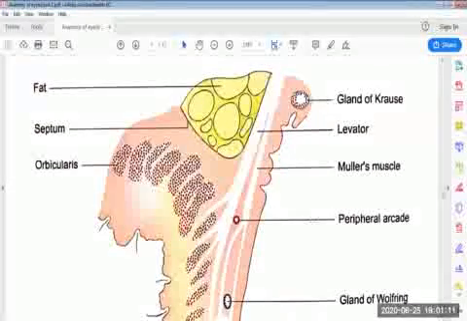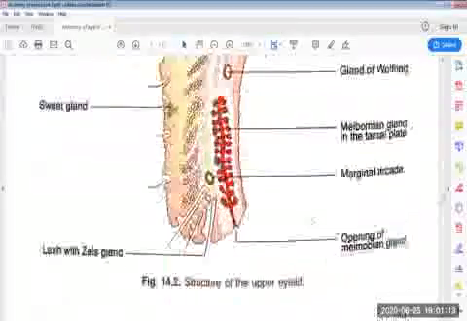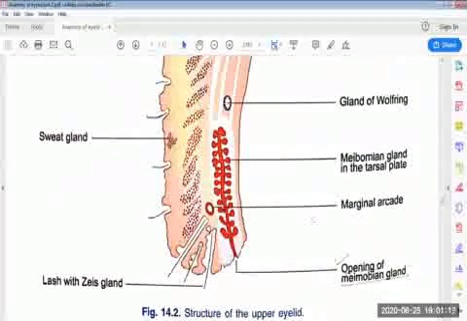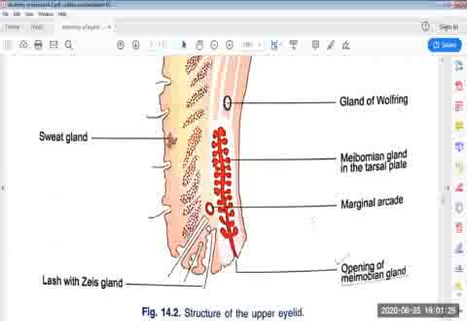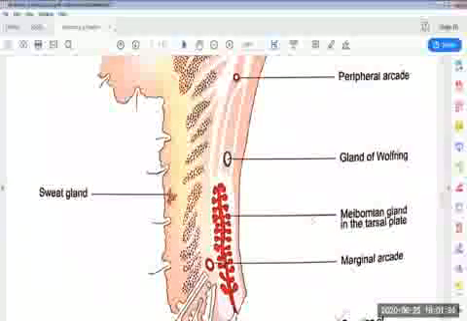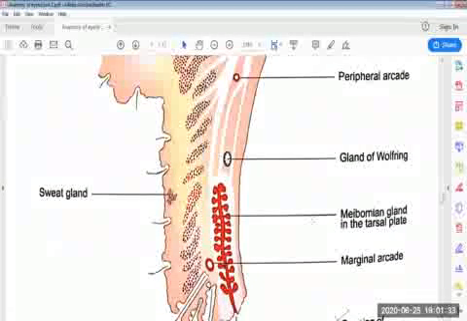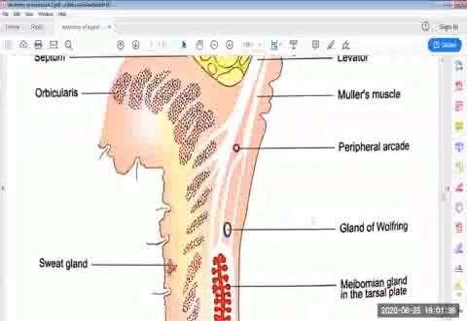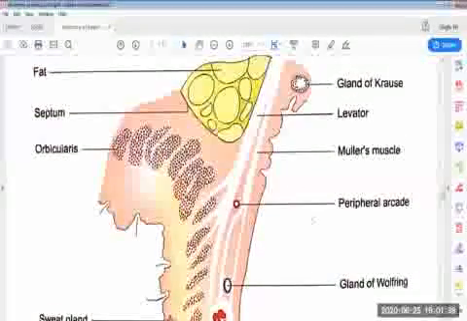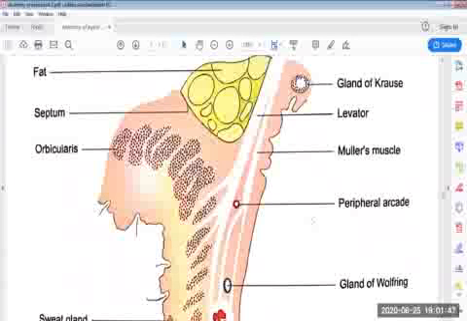Here's an image in which they have shown the structure of the upper eyelid. On the lower side, there is the opening of the meibomian gland, and at the root of the hair follicle there is the gland of Zeis, and there is a sweat gland, marginal arcade, meibomian gland in the tarsal plate, gland of Wolfring, peripheral arcade, Mueller's muscle, levator, gland of Krause, fat, orbital septum, orbicularis oculi muscle.